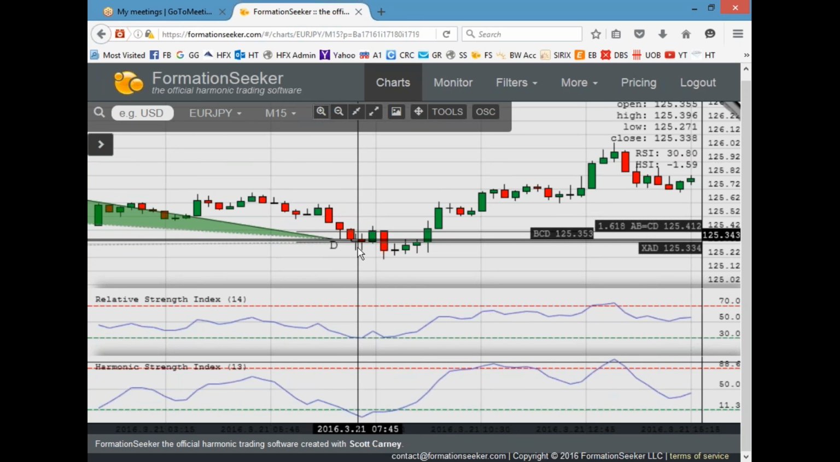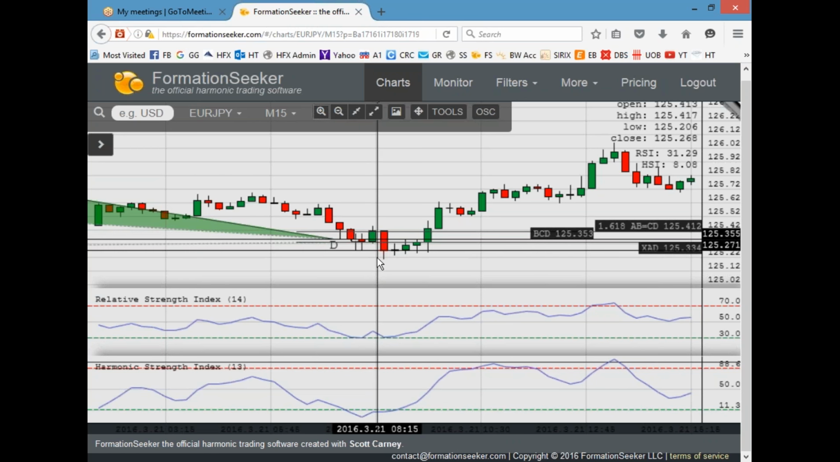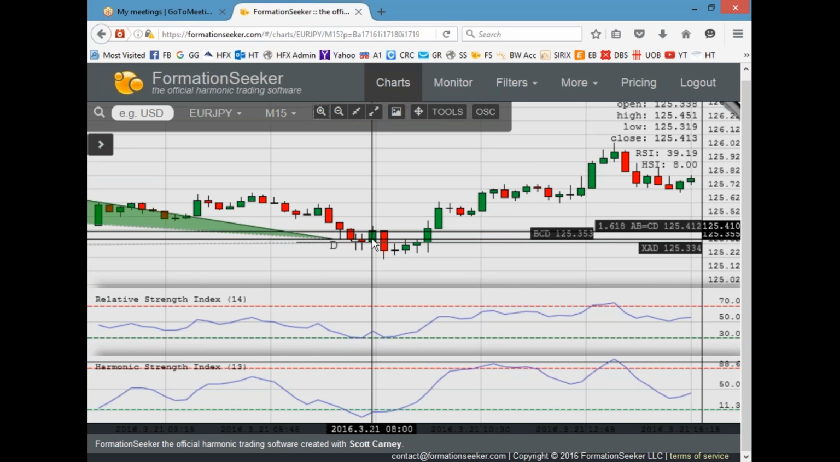This is your trigger bar. How much is HSI? You guys can read it off. Minus 1.59. Can you take it? No. Next bar, HSI is 8. You still can't take it. But what is the bar telling you? It's looking bullish, but patience. Yesterday I already jumped in here, but now in hindsight I should wait for the next one.